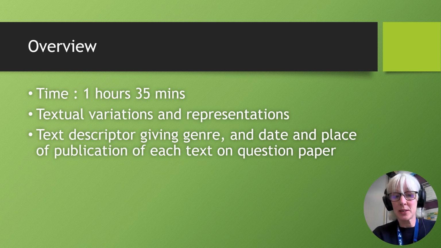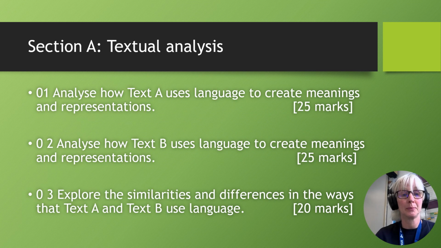On the question paper itself, there is a text descriptor of each of the unseen texts, text A and text B. Within that, you can usually find the genre of the piece, the date it was published, and the place it was published. Sometimes that might be the name, like, for example, the London News. I'm going to come back to that, but it's just worth remembering not to rush over those text descriptors because they're quite helpful.